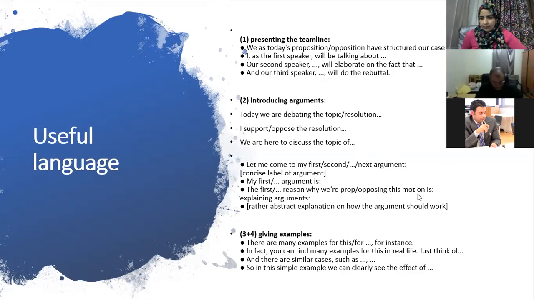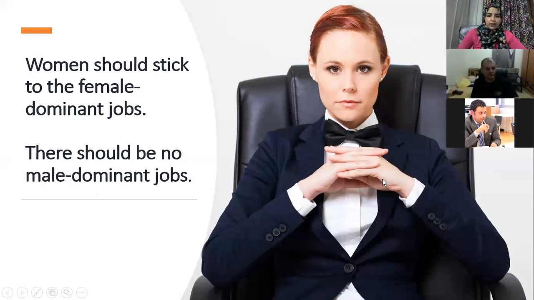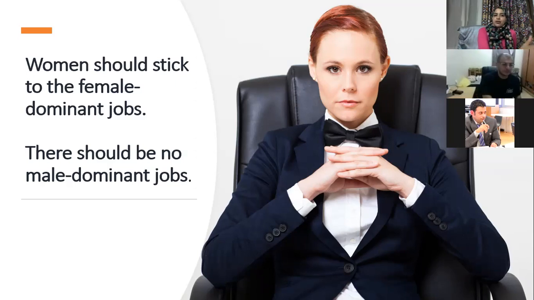So we will talk about. I will tell you what we will talk about now. Hold on. This is what we're going to talk about. First resolution today, or the first motion today, I want you to say or to argue for: women should stick to the female dominant jobs. This means that women should not try other male dominant jobs. For example, they can't be truck drivers. They can't be working in aviation or piloting. They can't and they shouldn't. And your whole argument should be for this. Women should stick to the female dominant.